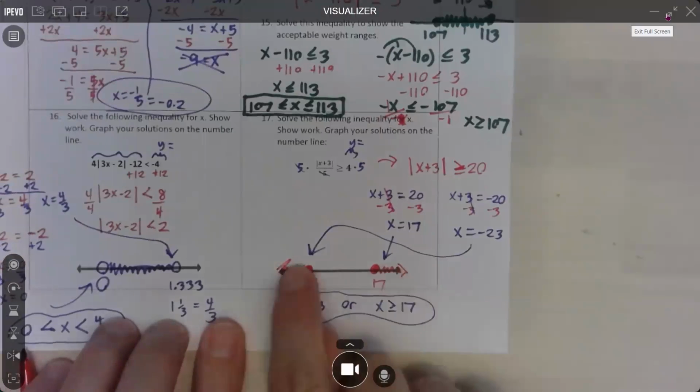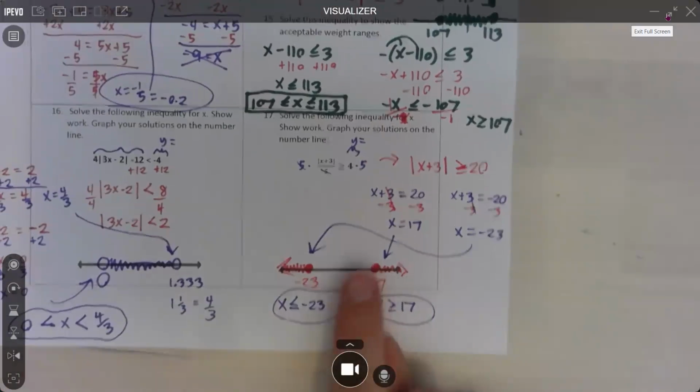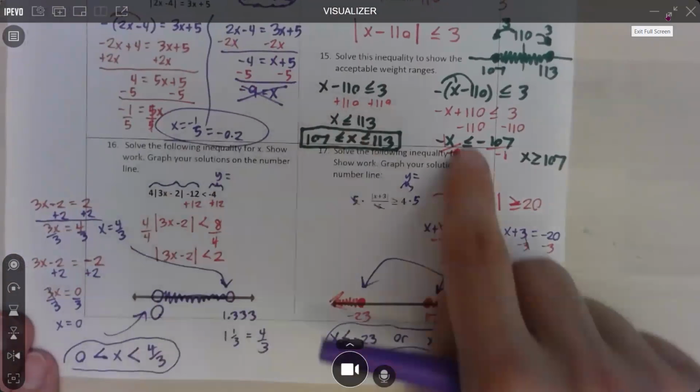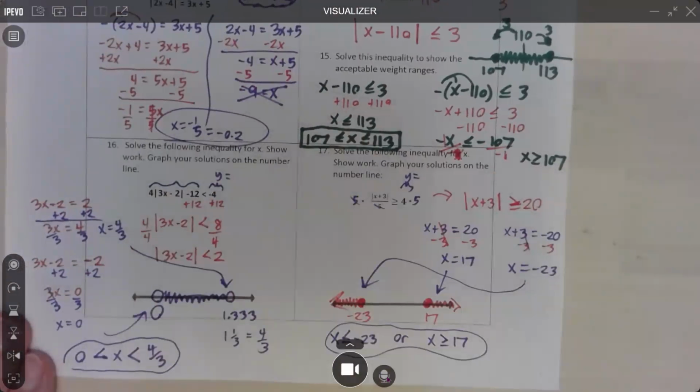Here's the number line. This page was probably the longest page in terms of the amount of work that you'll need to do, but make sure that you do all the work on it so that you're prepared for your test. Next video, we'll go over page 4.